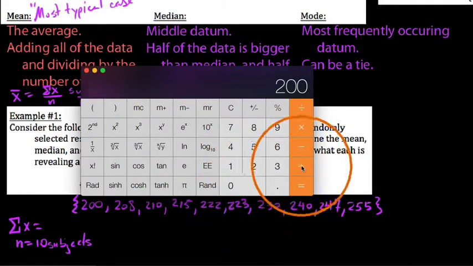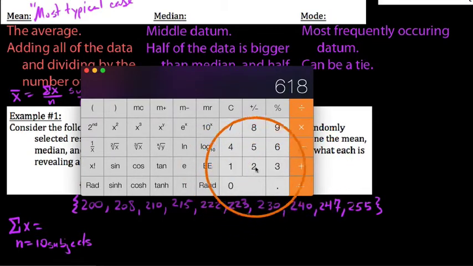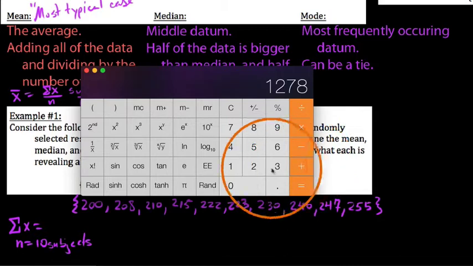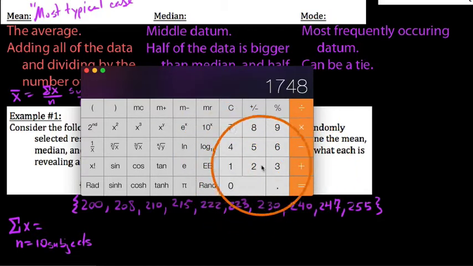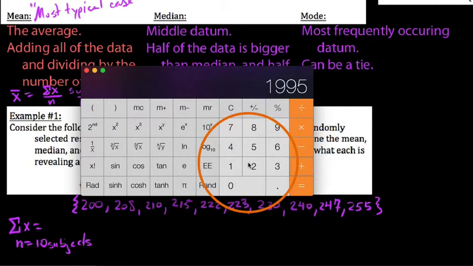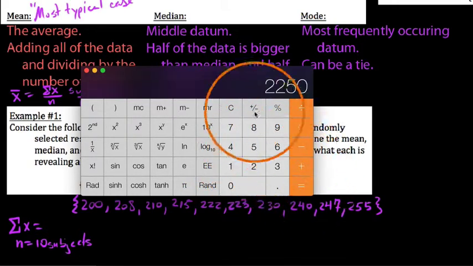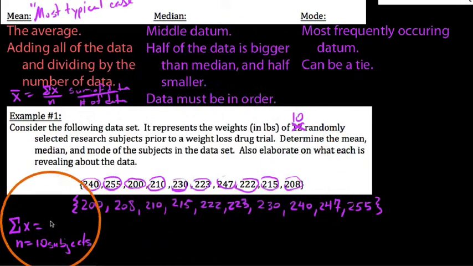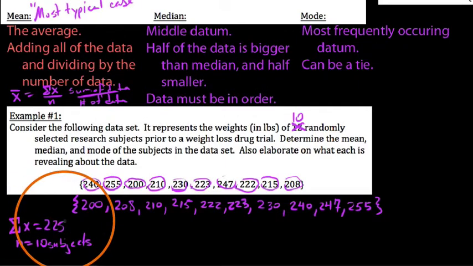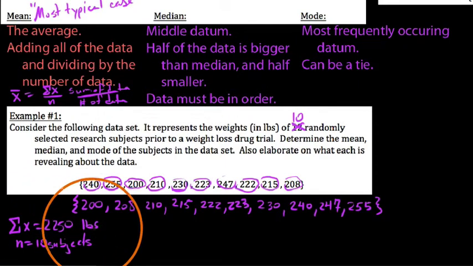So we are going to take a moment here to add these up. We say 200 plus 208 plus 210 plus 215 plus 222 plus 223 plus 230 plus 240 plus 247. And then last but not least, the 255. So when we add all these up, we say 2250. And I like to label a lot when you're talking about data. So we say total pounds. So this is the total pounds of everybody in the group, and there were 10 subjects.